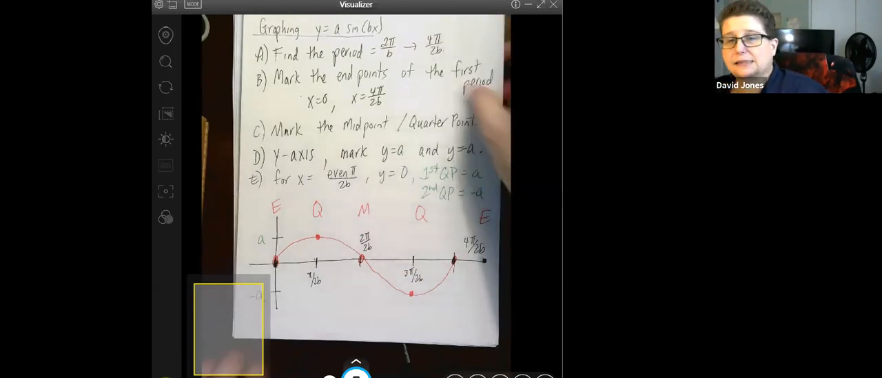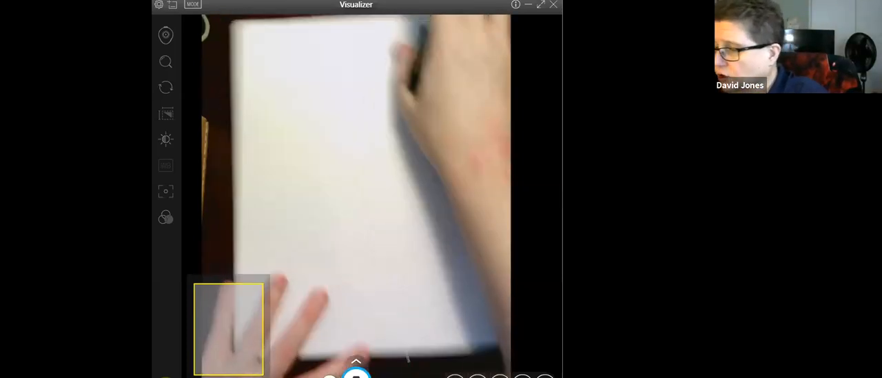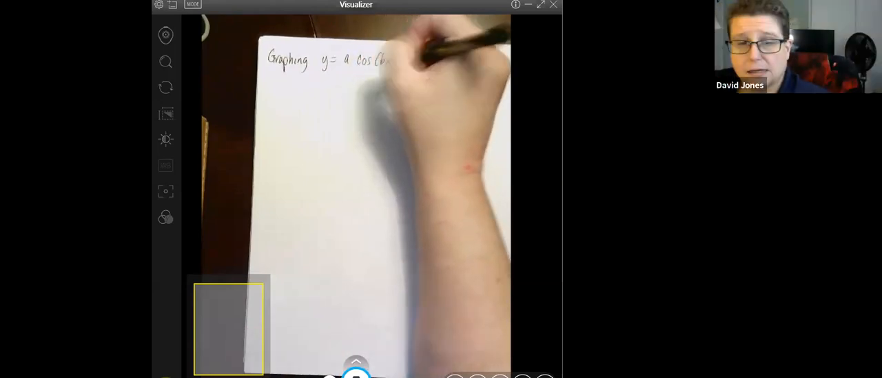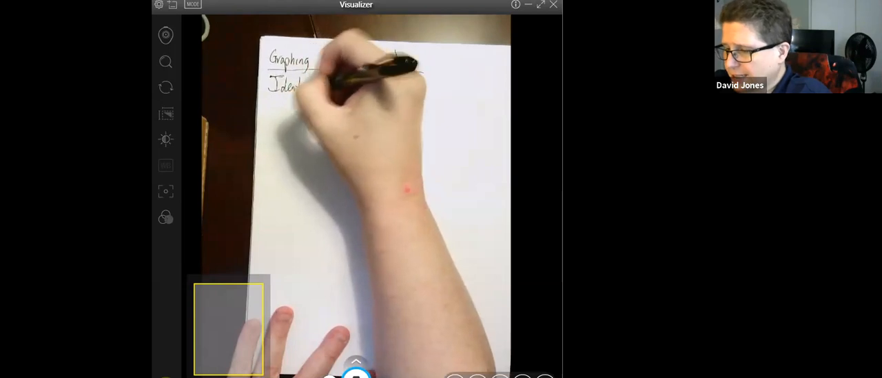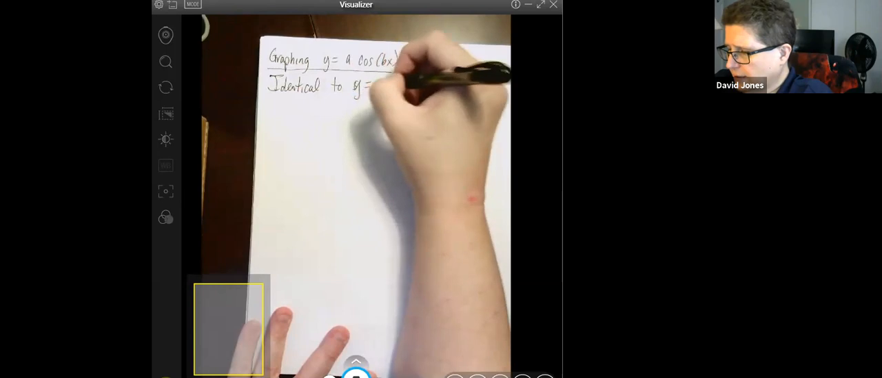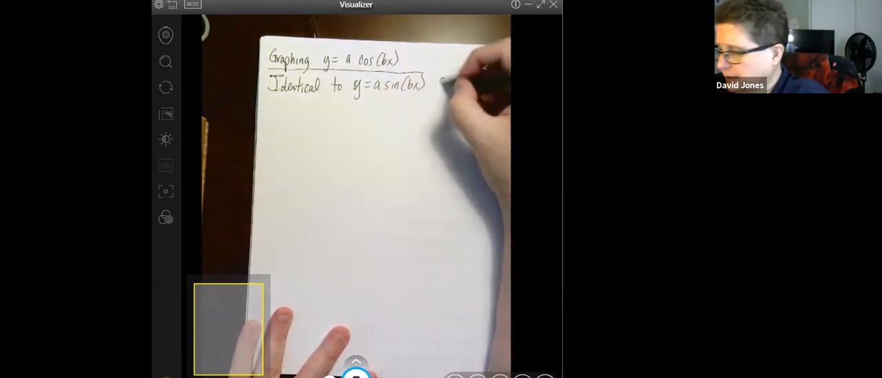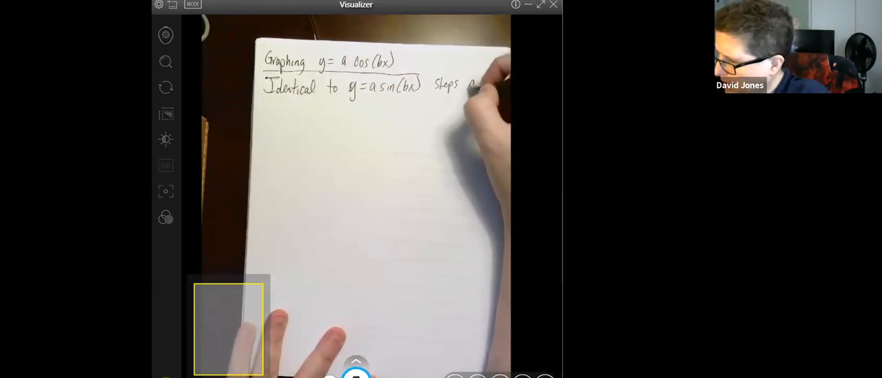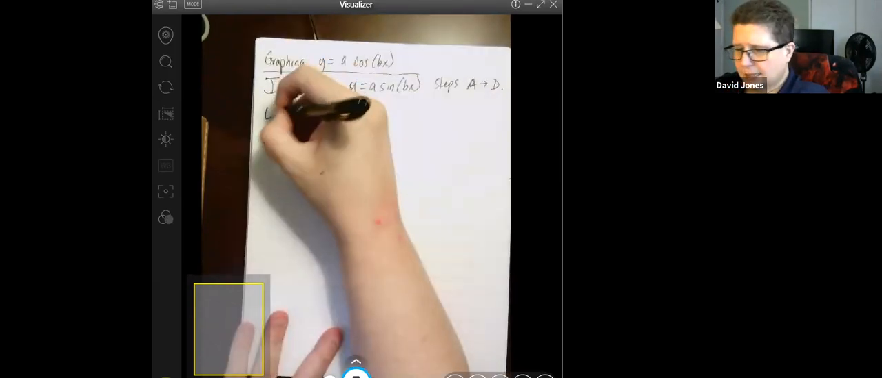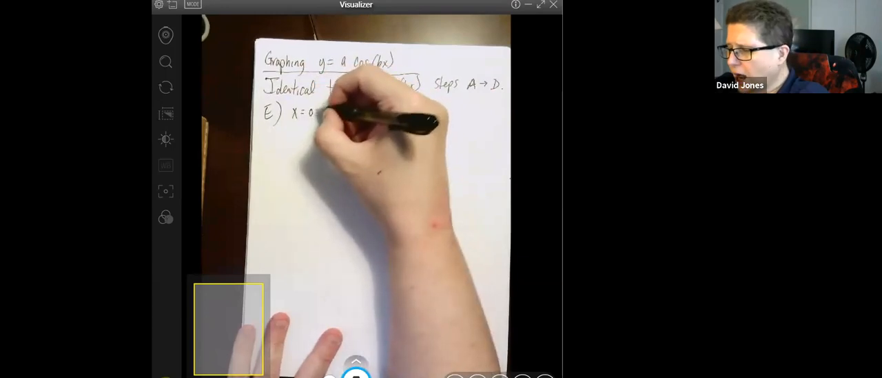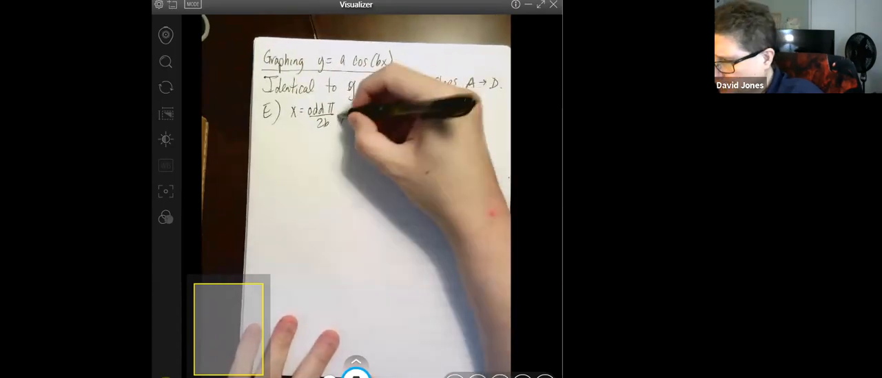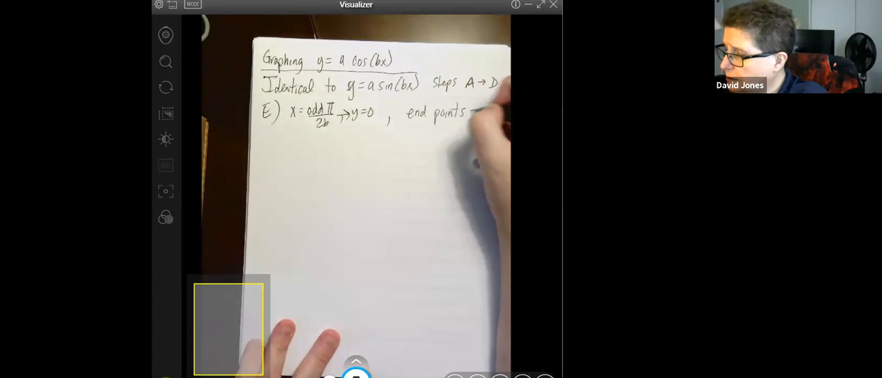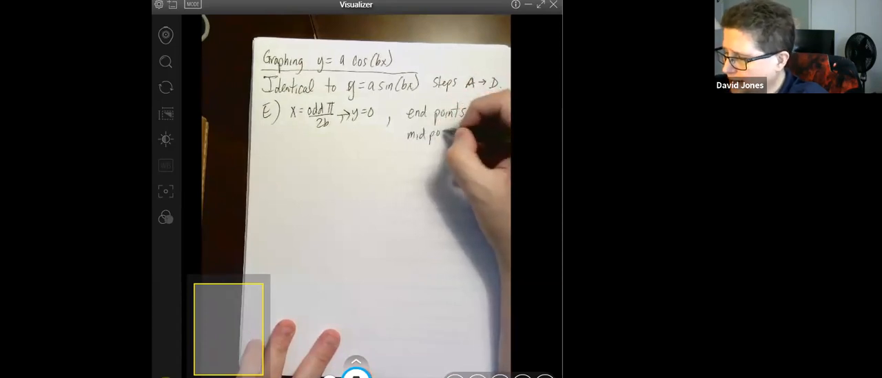Take a look at cosine x. Graphing y equals a cosine of bx. It's identical to doing sine for steps A through D. Step E, for x equals odd multiples of pi over 2b, y equals 0. Your endpoints equal a, and your midpoint equals negative a.